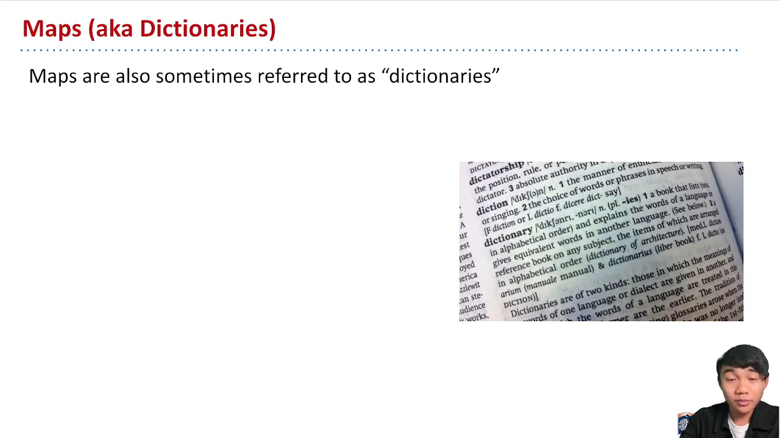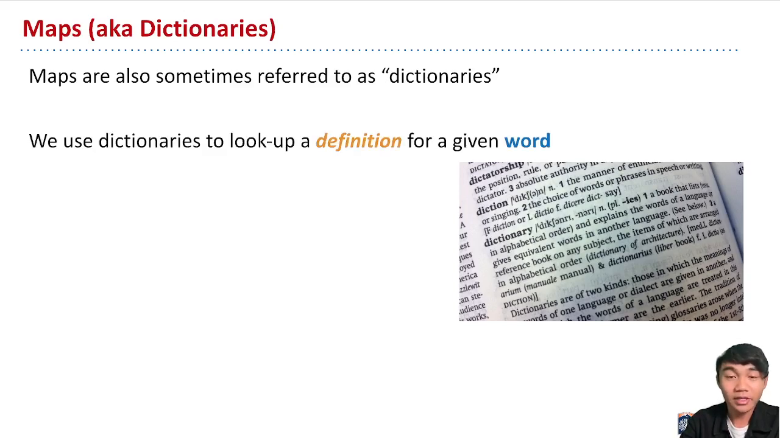So maps are also sometimes referred to, for example, in Python, as dictionaries. And I like to bring up this analogy because you can think of a physical dictionary of words. We have a word, and we use a dictionary to look up the definition that's associated with that word. And in computer science, maps accomplish the same thing because we have a key in mind, and we can find the value that is associated with that key. In other words, we can use a key to find the value that it maps to.